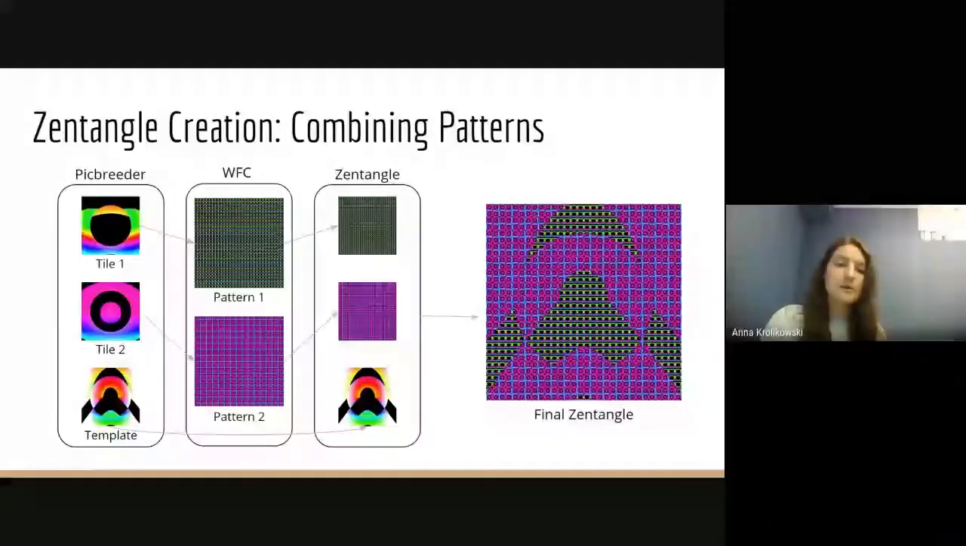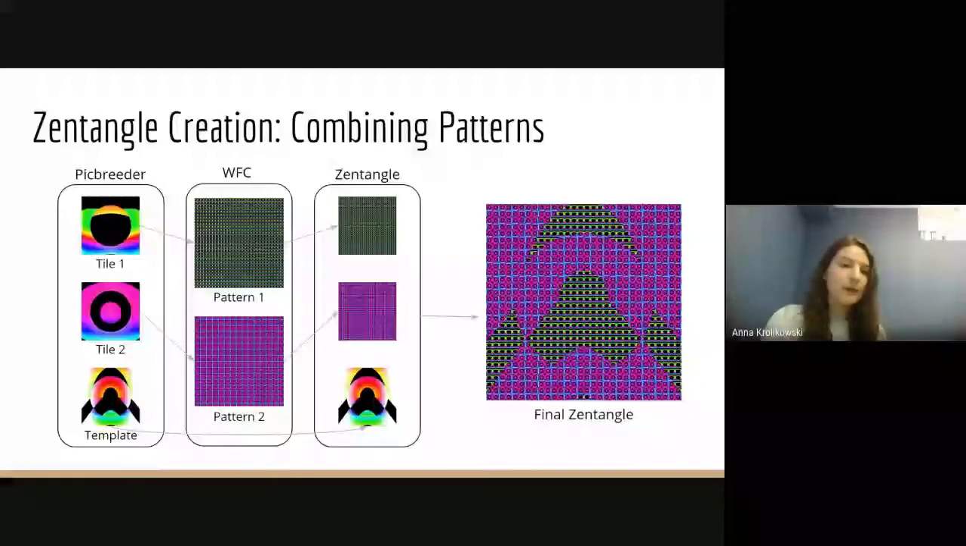So to review how this all goes together, Picbreeder uses CPPNs to produce these initial tile images. Some of the tiles are selected to become patterns, which are produced using wave function collapse, and one or more are used as template images, and those patterns are then filled into that template image depending on where the image is black or non-black.